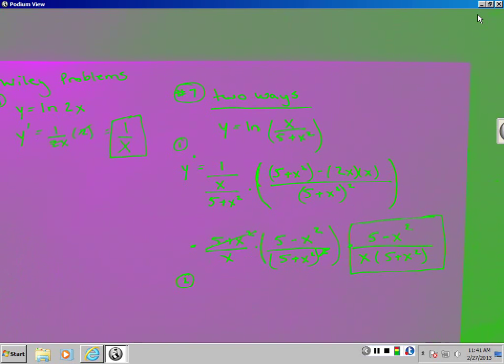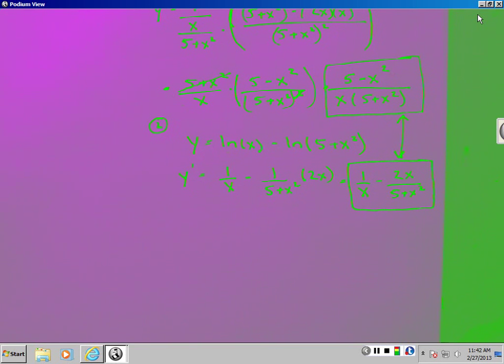What's another way to write ln of a divided by b? Good. So I could write this as y equals ln of x minus ln of 5 plus x squared. So y prime is going to be 1 over x minus 1 over 5 plus x squared times 2x, right? So simplifying that, I get this. Do you see how these are the same? If I had a common denominator, they would be the same.